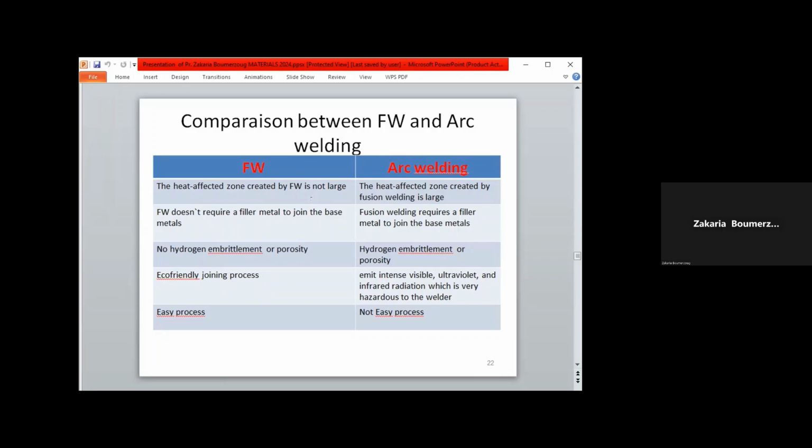The fourth advantage is an eco-friendly joining process. However, in arc welding, there is intense visible, ultraviolet, and infrared radiation, which is very hazardous to the welder. It touches the health of the welder. The last advantage is the easy process. However, arc welding is not an easy process.